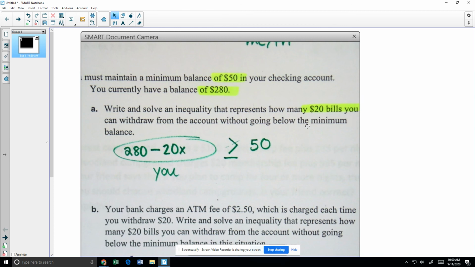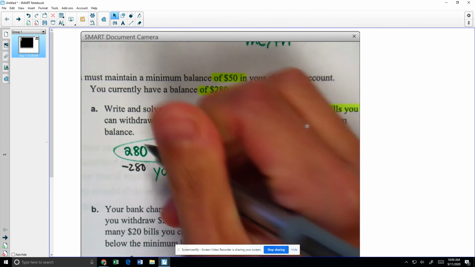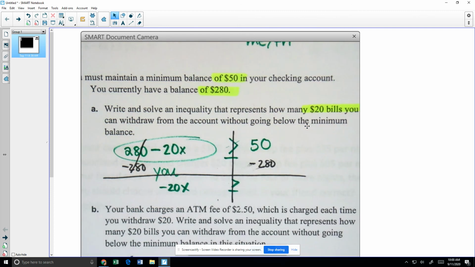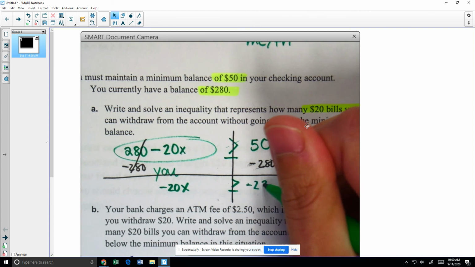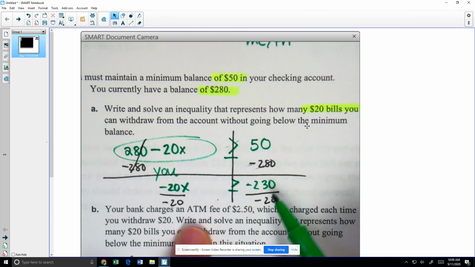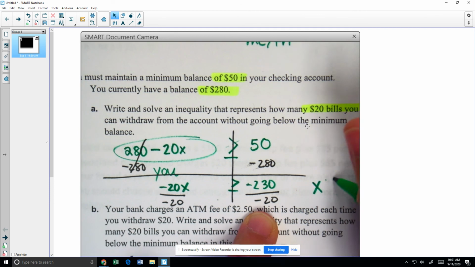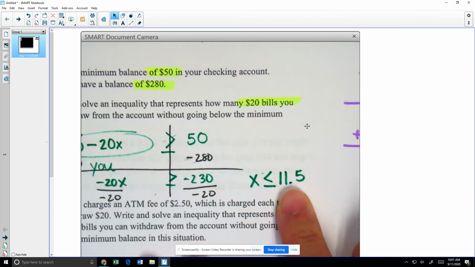Okay, so before going below the minimum balance. Let me quickly solve this for you. So I'm going to subtract 280 on both sides. I get a negative number, shoot, but that's okay because I have a negative 20x, right? 50 minus 280 is negative 230. Then I'm going to divide by negative 20. Do you see how I have to flip my symbol? I'm dividing by a negative, so I have to flip my symbol. So I end up getting x is less than or equal to 11.5.